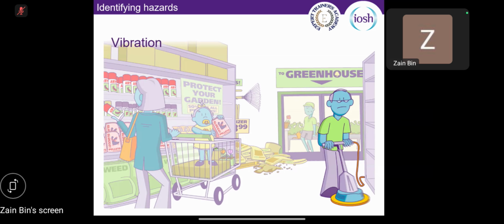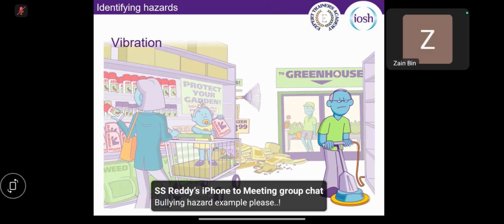Again, see friends, here the person is wiping the floor, and there is a baby girl. For them, the floor wiping machine produces vibration, and in turn it also produces noise. So there is a vibration and noise hazard here.